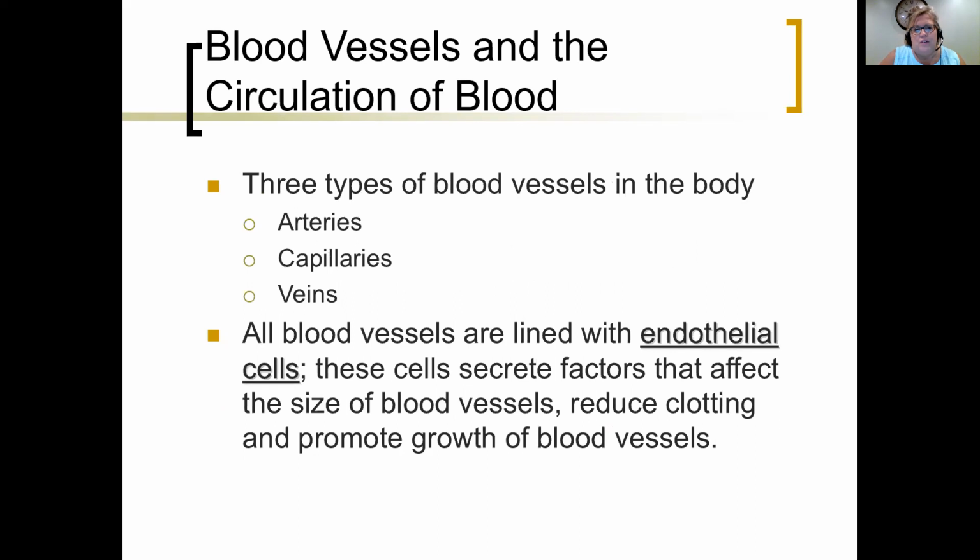Those are the types of blood vessels in the circulation of blood. They are arteries, which are the biggest and the strongest, capillaries, which are the smallest, and veins, which fall somewhere in the middle of those two. All of these vessels, whether it's the arteries, capillaries, or veins, are lined with an endothelial cell, and these cells are responsible for secreting factors that affect the size of the vessel for constriction and dilation, and also reduce clotting and promote the growth of new vessels when necessary.